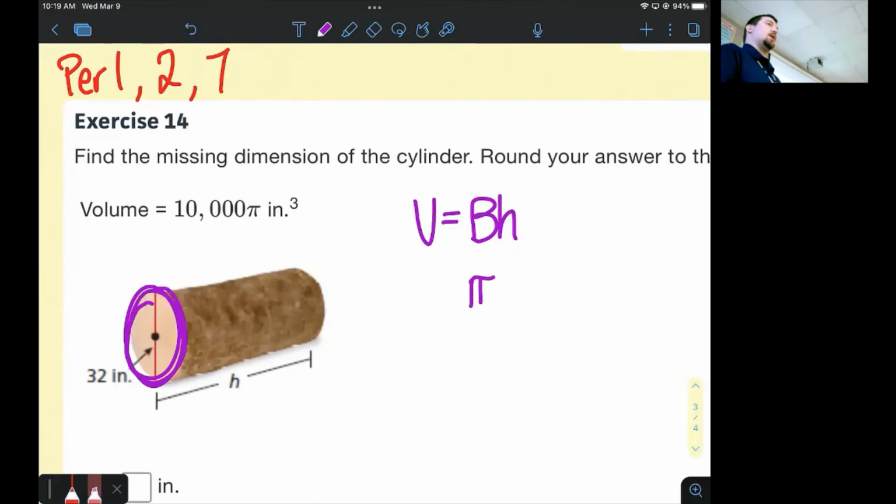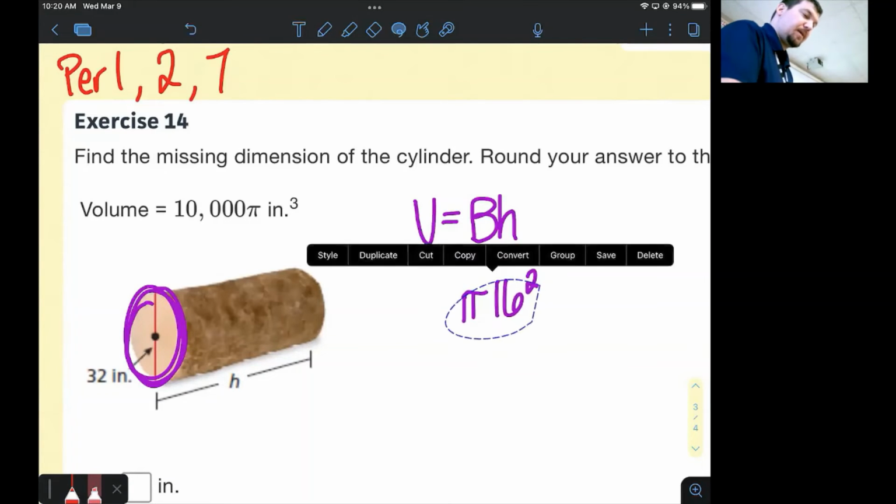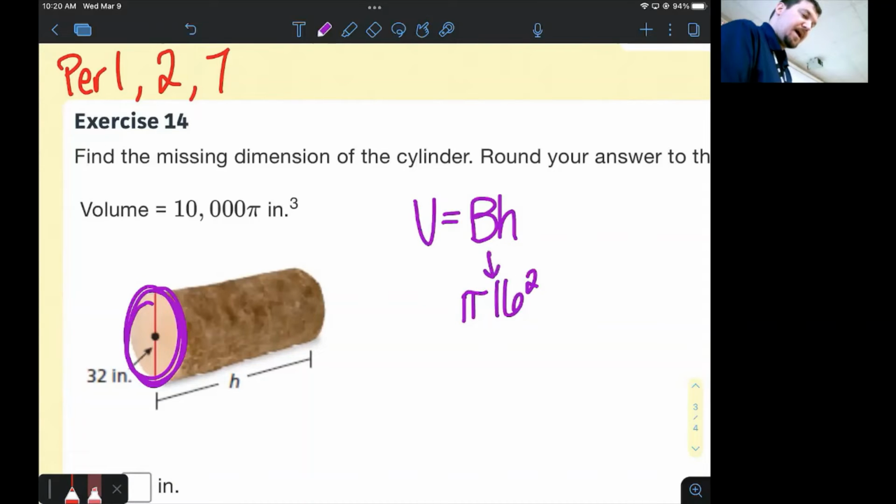And what is the r? Is it 32? What is it? It's half of 32, exactly. The 32 is the diameter, so 16 is my radius, pi r squared. That is my capital B. My h is unknown, so I'm just going to put an h next to that because I don't know what it is. And you don't have to draw the arrows. I'm just trying to show you what I plugged in for which thing.